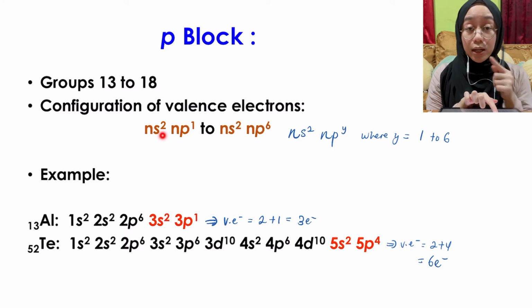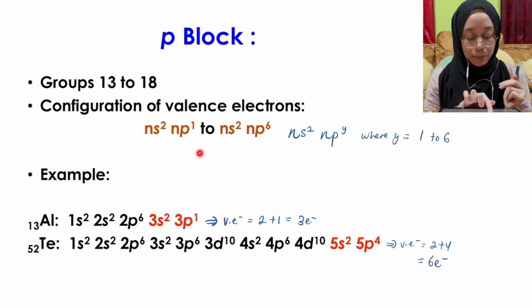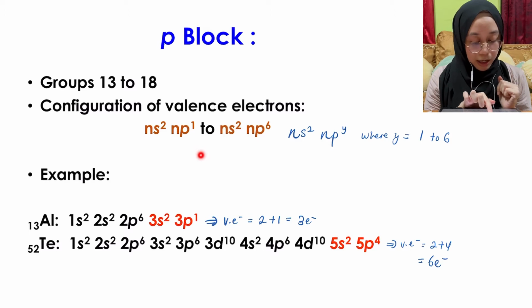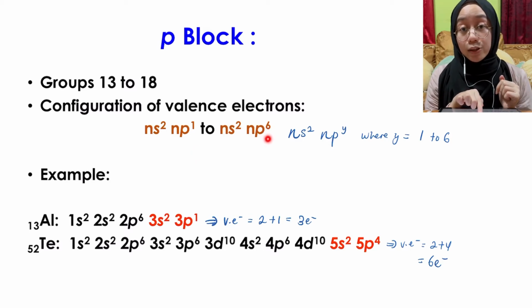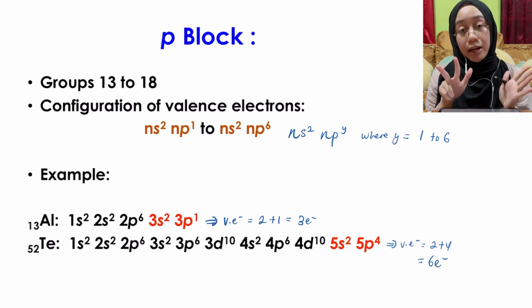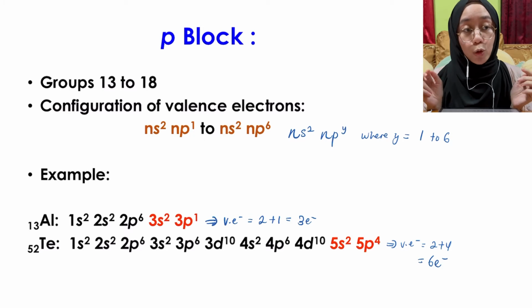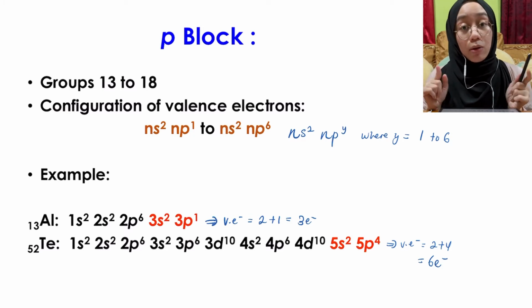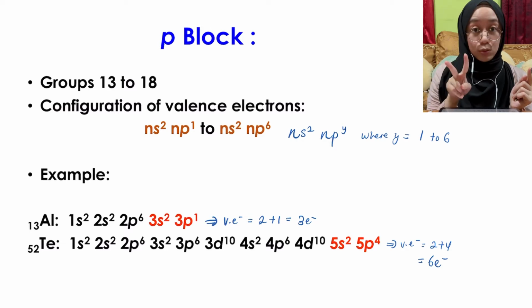So 1 tambah 2, 3 lah yang the minimum kalau dalam p-block. Meanwhile, kalau yang maximum dia pula, so maximum value untuk p orbital adalah 6 elektron kan. So 6 tambah 2 adalah 8. So it varies from 3 to 8 valence electron untuk kita punya p-block elements. Okay, kalau yang dalam s-block tadi it varies from 1 to 2 only.